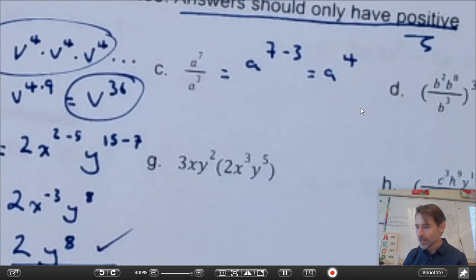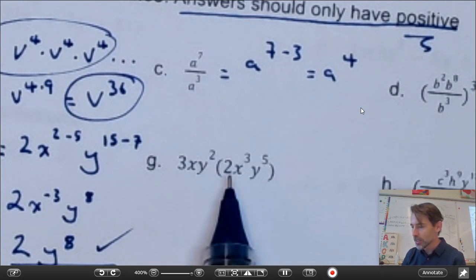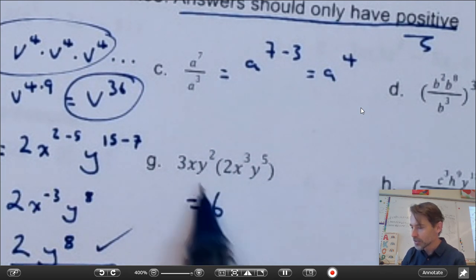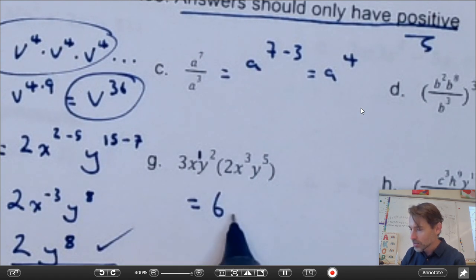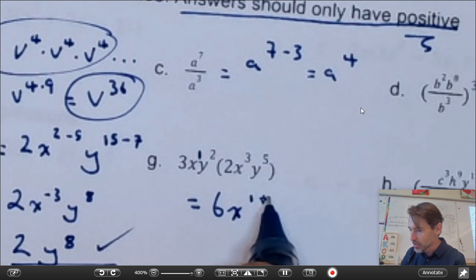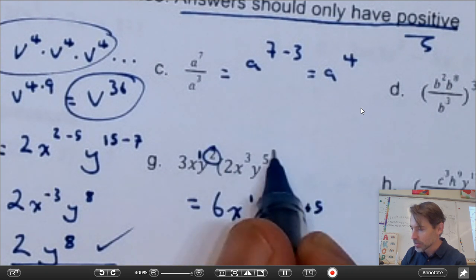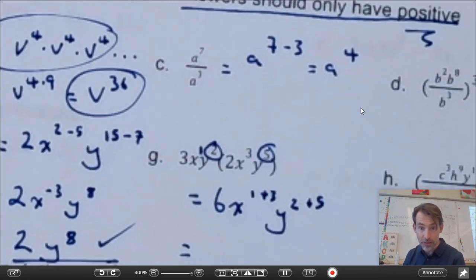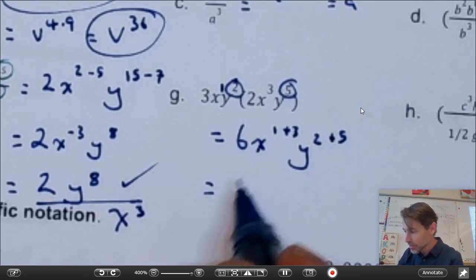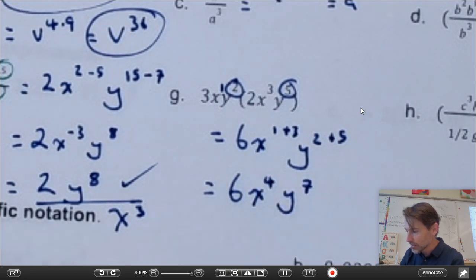This one here. This is just a multiplication, okay? So we're going to multiply what we can. 3 times 2, that's equal to 6. X times x to the 3, that's x to the 1, by the way. So that's x to the 1 plus 3. And then y to the 2 plus 5. Add those exponents as well. Okay? Only the exponents with the same base, however. So now this is equal to 6x to the 4, y to the 7.